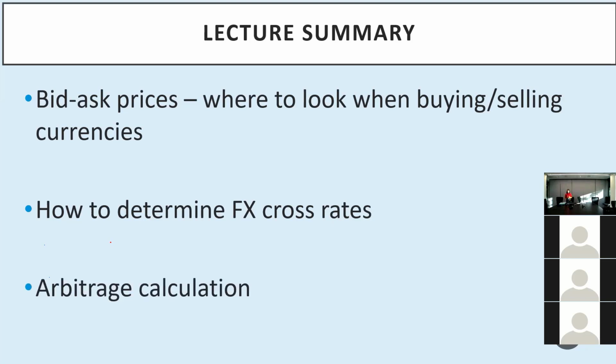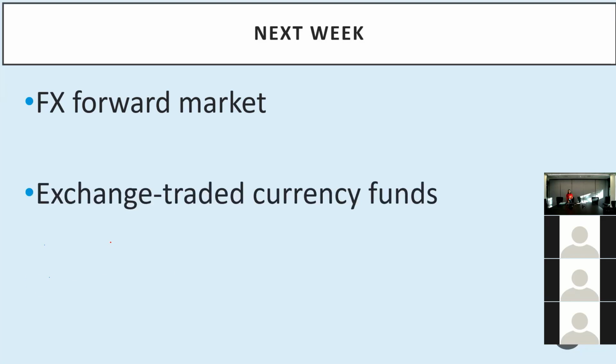So for next week, we will start with triangular arbitrage to finish off today's lecture. And then we'll move on to the second part of the foreign exchange market by introducing foreign exchange derivatives, right? So for next week, we'll focus on the forward market, and we will also introduce options and futures, as well as the exchange rate currency funds, okay?